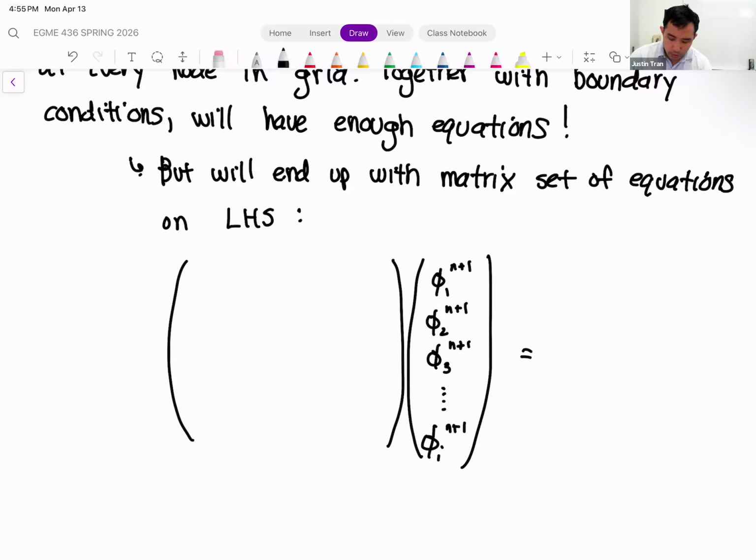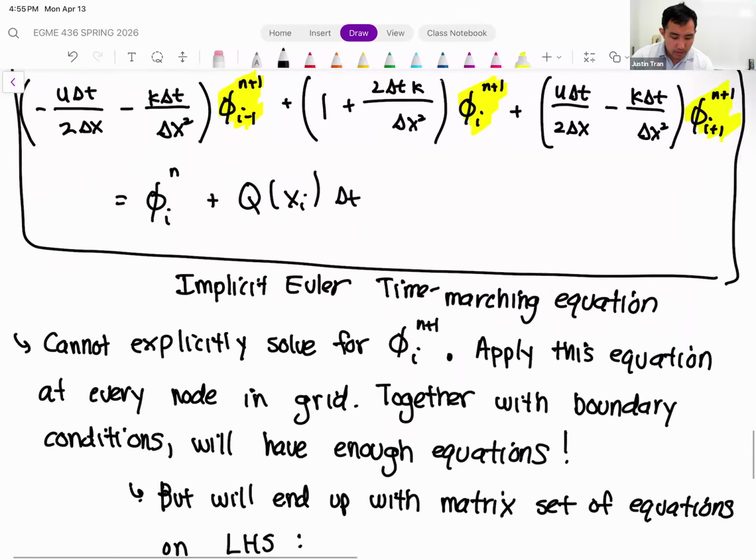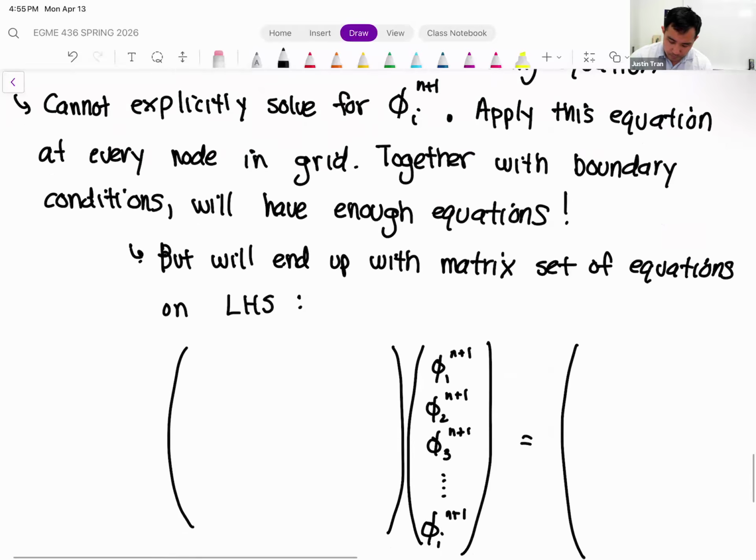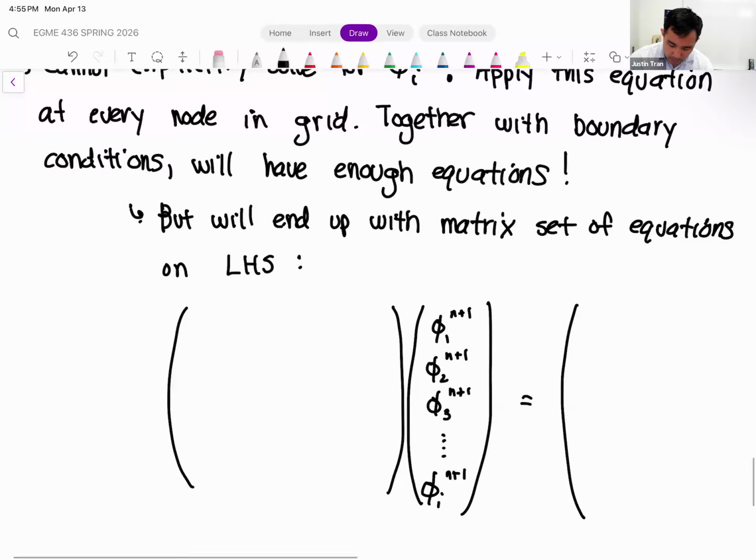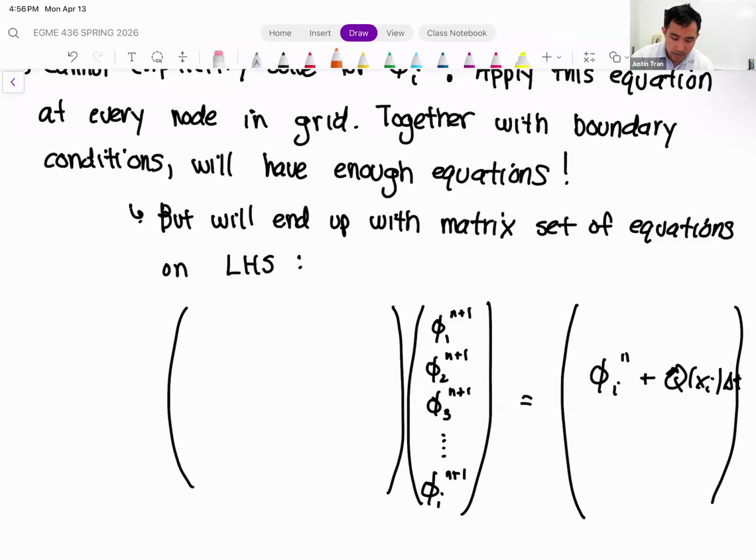This is equal to the right-hand side, where everything is known. On this right-hand side, we have phi at n plus q at x i times delta t. Remember, the reason we have that on the right-hand side is that everything here is known.